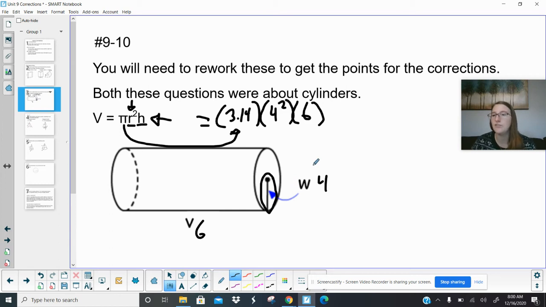So go back and see again if you can tell what you did wrong. It's possible you squared the height when you should have squared the radius. It's possible you didn't multiply by 3.14. So both of those questions were that formula, 9 and 10.